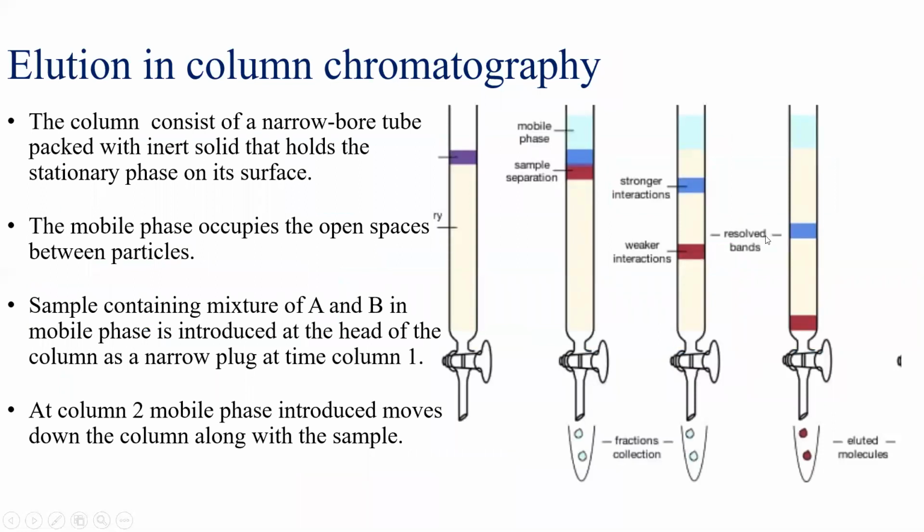Then elution in column chromatography. Here, the column consists of a narrow bore tube packed with inert solid that holds the stationary phase on its surface. The column can look like a burette. The mobile phase occupies the open space between the particles. The sample containing mixture A and B in the mobile phase is introduced at the head of the column as a narrow plug at a time. This is column 1. Then in column 2, the mobile phase is introduced and moves down the column along with the sample. In column 2, the sample moves down the column.